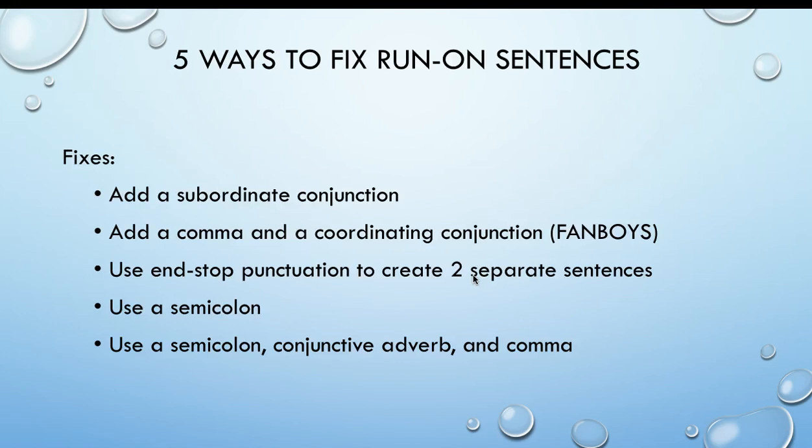So here are 5 ways that you can fix run-on sentences. You can add a subordinate conjunction, you can add a comma and a coordinating conjunction, or one of the fanboys: for, and, nor, but, or, yet, and so. You can use end-stop punctuation and essentially just create 2 separate sentences. You can use a semicolon, and you can use a semicolon or a period, a conjunctive adverb, and a comma. It's a little bit more complex.